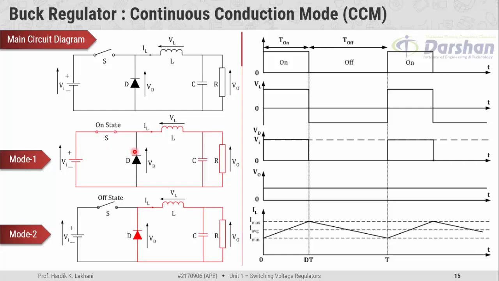Diode remains off because it comes into the reverse bias condition. The positive terminal of the supply appears at the cathode of the diode, and the negative terminal of the supply appears at the anode of the diode. Hence, diode is in the reverse bias condition and it remains off during the mode 1 operation.